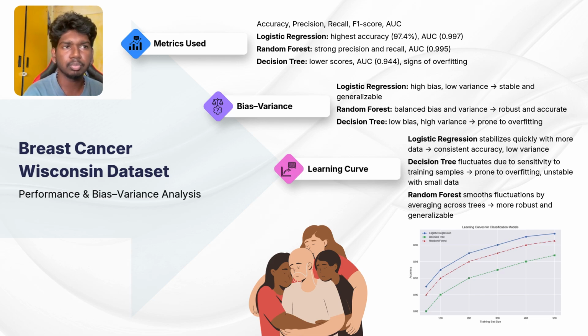Meanwhile, the random forest also performs well with strong precision and recall values, which is important for detecting the malignant cases. The decision tree had lower scores and displays overfitting. Through the bias variance analysis, we observed that logistic regression had low variance and generalized well. The random forest provided a good balance, and the decision tree had high variance, making it more unstable.